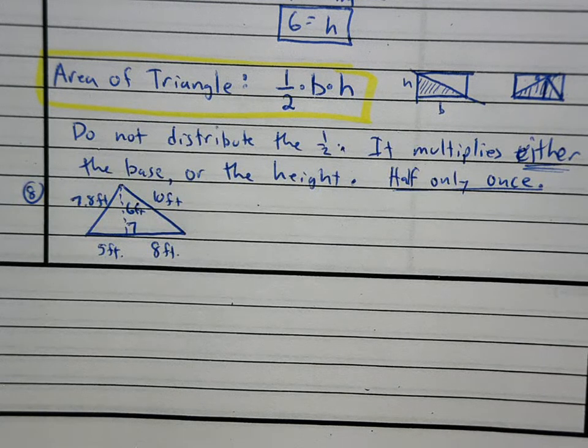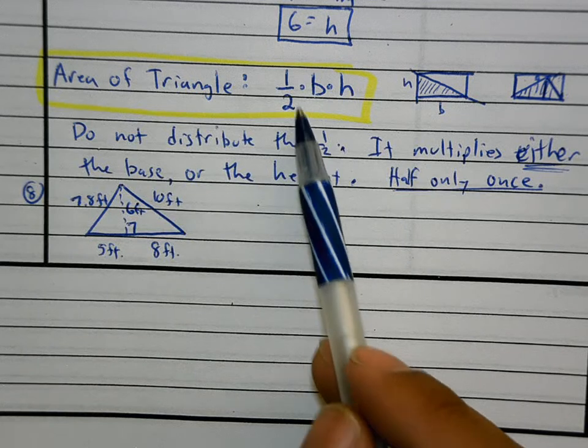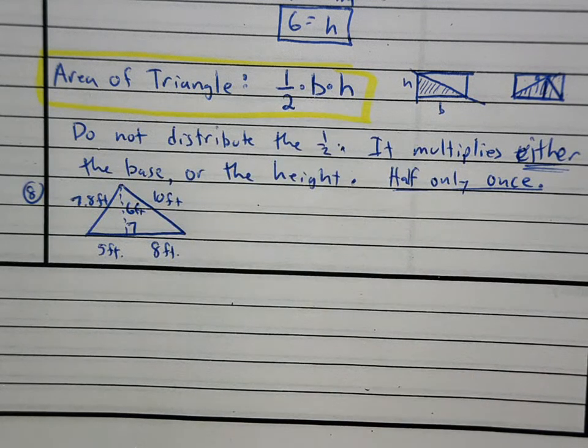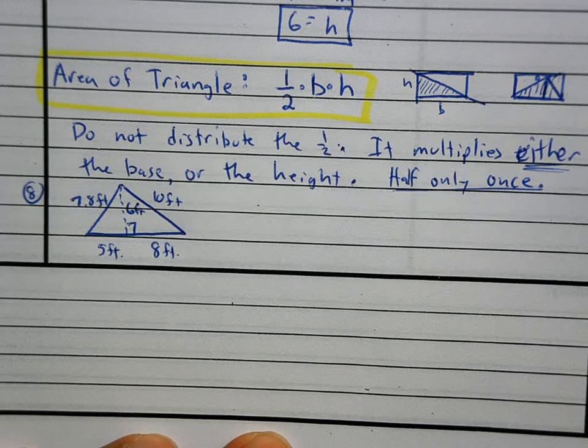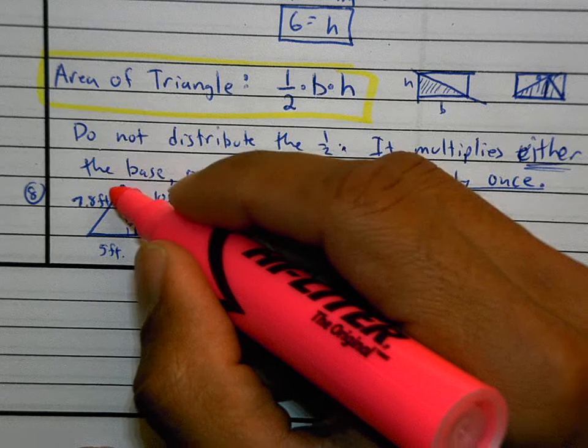So if I'm using this formula, which is 1/2 base times height, then I need to find the base and the height that are perpendicular to each other. So do you see a right angle symbol somewhere? Do you know which one the height is going to be? Which one's the height? 6 feet. You said 6. You are correct. I'm going to put it here in pink.